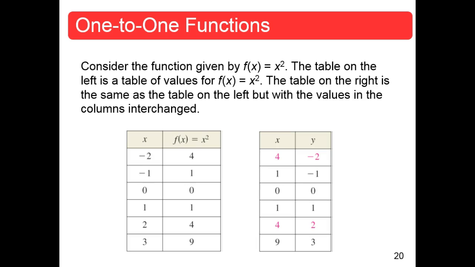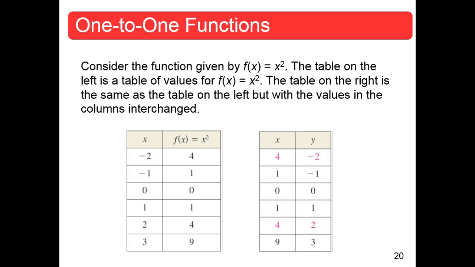All right. Let's consider this function, f of x equals x squared. The table on the left shows the values of f of x equals x squared. The table on the right is the same as the table on the left, but you've swapped the columns. And this is a function for sure. When x is minus 2, f of x is 4.